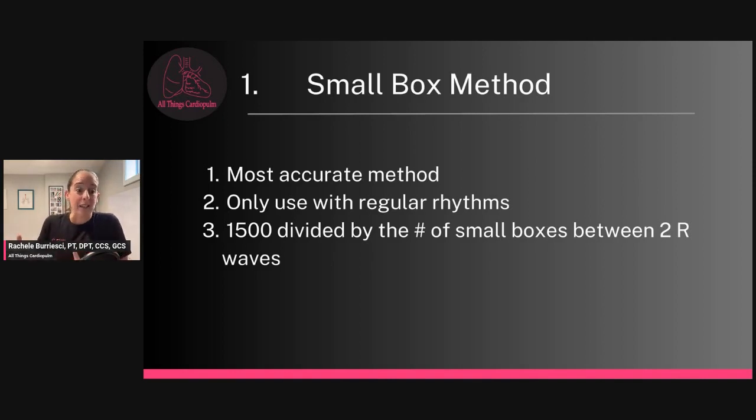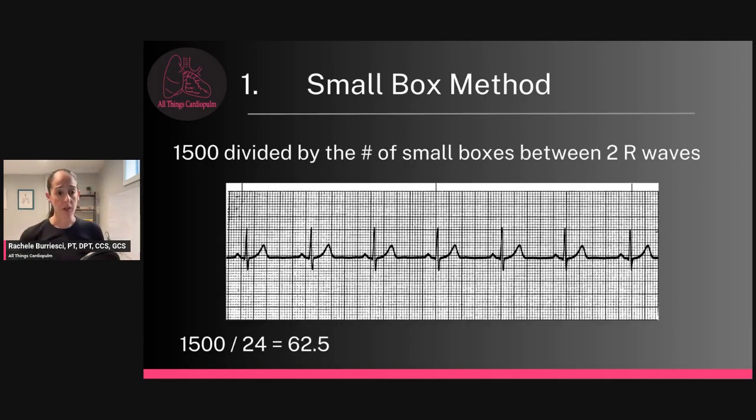It's easy because it's easy to remember, right? 1500 divided by the small boxes between two R waves. It's the most accurate. It's going to get you to the number. You can't use it with an irregular rhythm. That's the only caveat. Okay, so if you're on YouTube, I have a screen in front with a rhythm in front of me. If you're on podcast, I'm just going to talk through it.